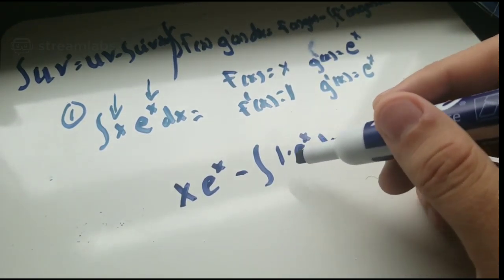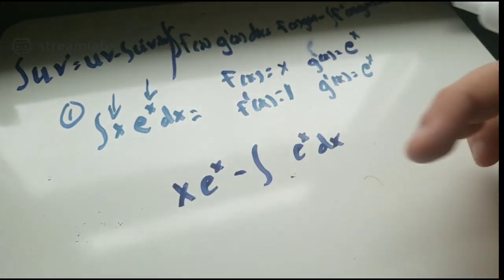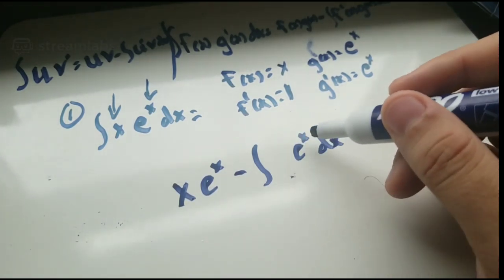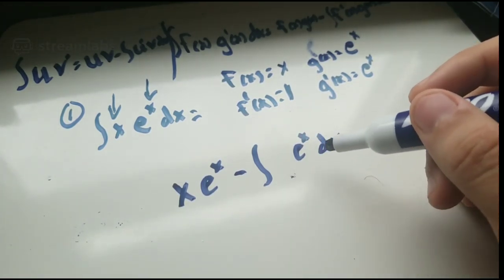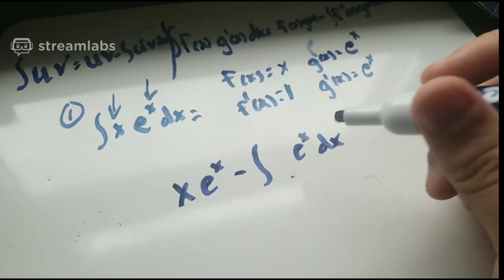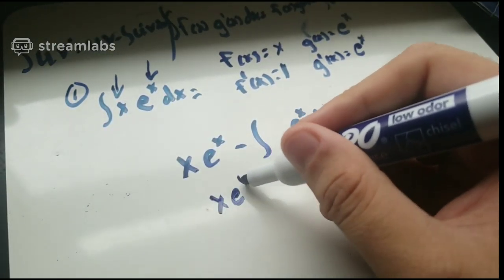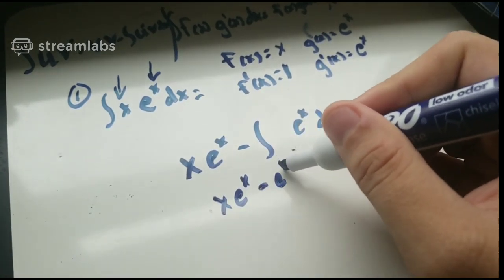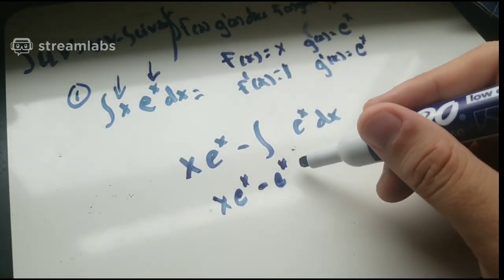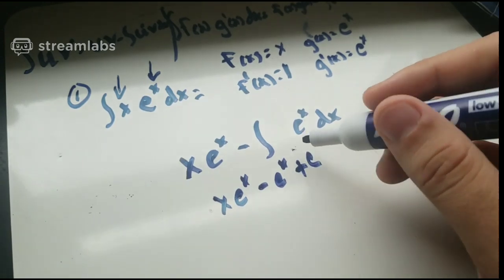1 times e to the x is the same thing as e to the x, so I don't really need that. And then that e to the x dx, we know the antiderivative of e to the x dx. That's just e to the x again. So what we have is x e to the x minus e to the x. And we would be done, you just got to include the plus c.